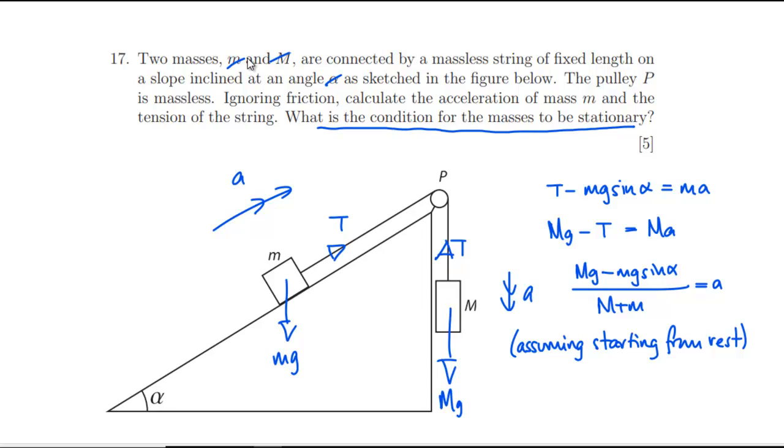But if they are starting from rest, then we can say stationary. We've got to come back for T, obviously, when A equals 0, i.e. we've got that, well, the numerator here has got to be equal to 0. So we'll have M, capital big M, is equal to little m sine alpha, because the G's will cancel. So we've already done that last bit as well. Now we just have to get T.